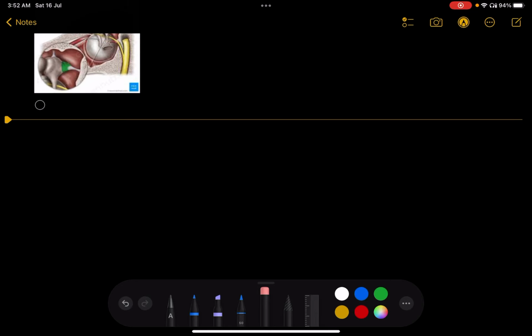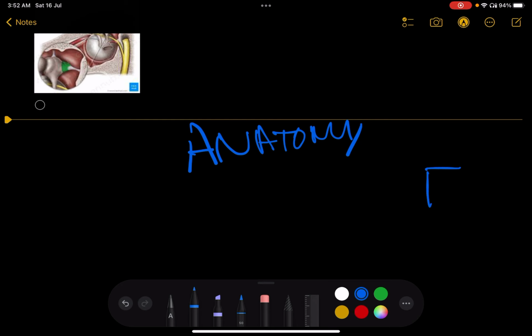Okay, so we're going to talk about the middle ear and the middle ear cavity. When I'm talking about the anatomy of the middle ear, we're talking about a six-walled cavity. So we've got a lateral wall, a medial wall, an anterior wall, and a posterior wall.